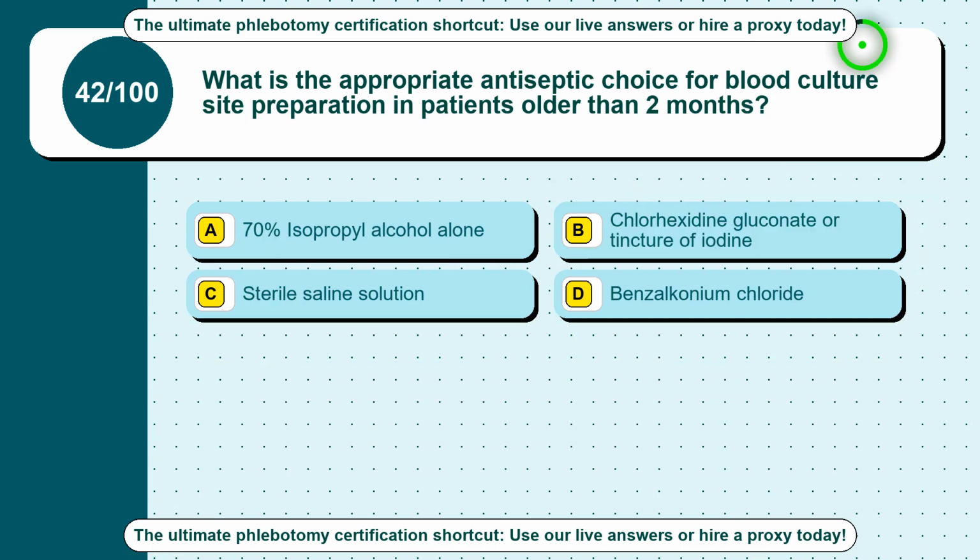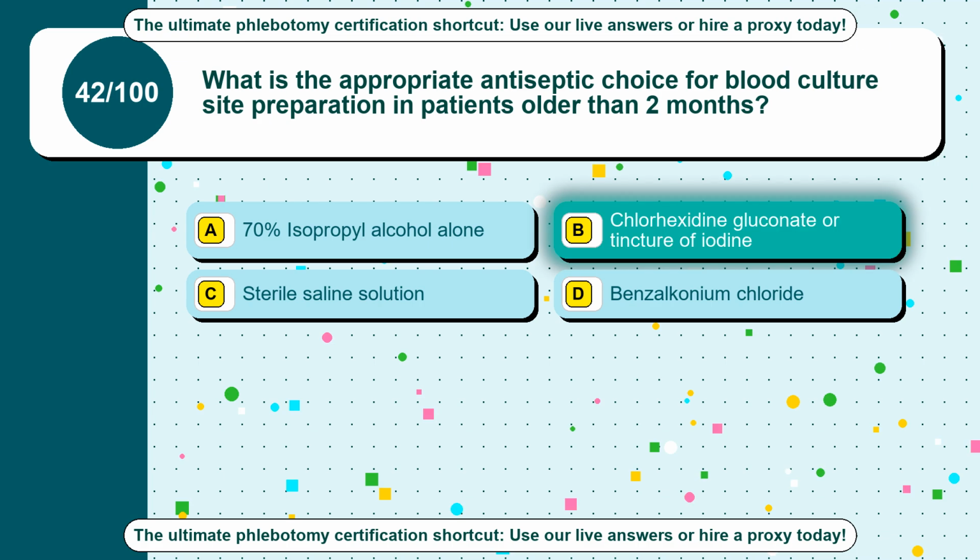Question 42. What is the appropriate antiseptic choice for blood culture site preparation in patients older than 2 months? Option A, 70% isopropyl alcohol alone. Option B, chlorhexidine gluconate or tincture of iodine. Option C, sterile saline solution. Option D, benzalkonium chloride. The correct answer is option B, chlorhexidine gluconate or tincture of iodine.